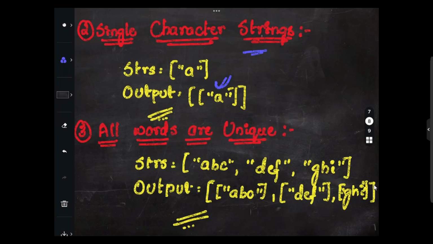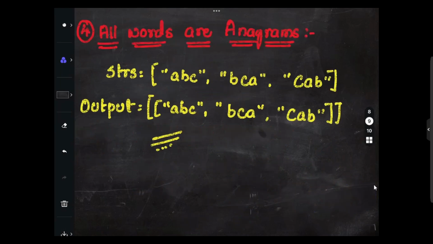So let's come to the third edge case. We are dealing with all words are unique. We have unique words here: A, B, C, D, E, F, G, H, I. Each word has a unique sorted representation. So each word will be grouped into the new array: A, B, C, D, E, F, G, H, I. The output will be A, B, C, D, E, F, G, H, I. All the words are pushed into the new array.